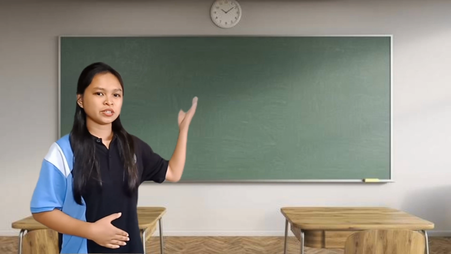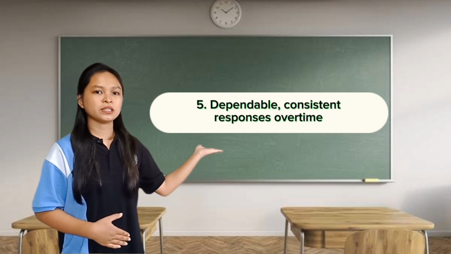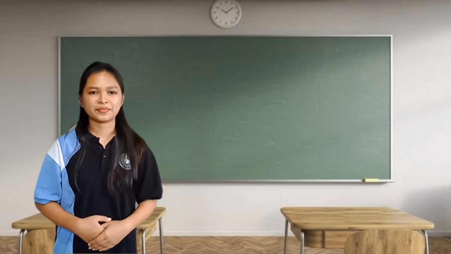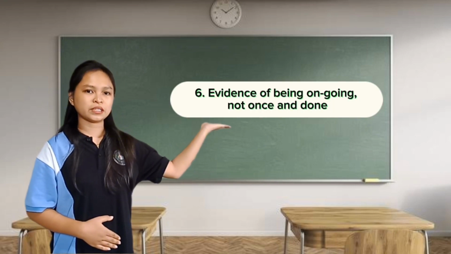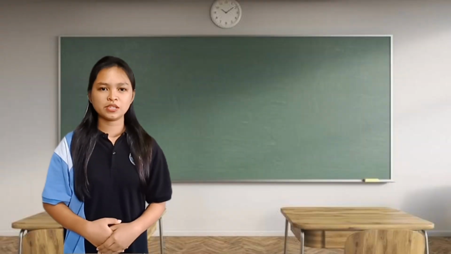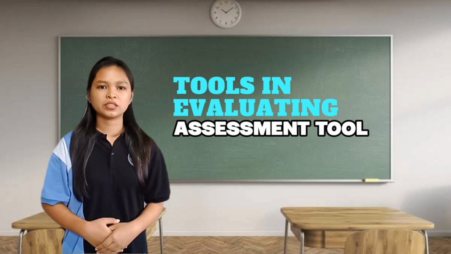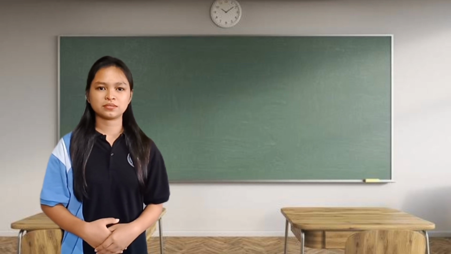The fourth one is reasonably accurate and truthful. The fifth one is dependable, consistent responses over time. And the last one is evidence of being ongoing, not once and done. Now let's talk about tools that we can use to evaluate certain assessment tools. These are used to determine and score the assessment tools.